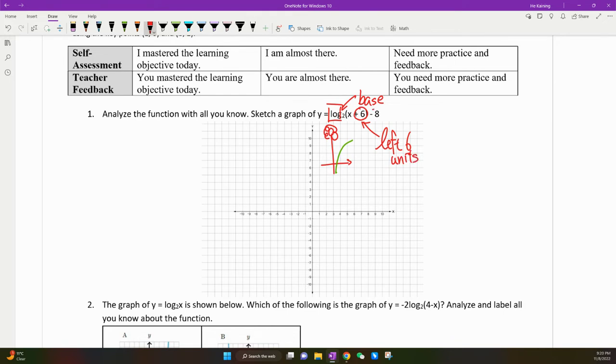Now the next one is going to be the negative 8. The negative 8 happened outside of the parentheses. When it's outside, that means it's up, down. When I see the negative, I know it's going to help me go down 8 units. The word units wasn't actually required, but it would be more accurate if you write it. Otherwise, someone might wonder, what are you counting? Are you counting apples? Oranges? Spaceships?